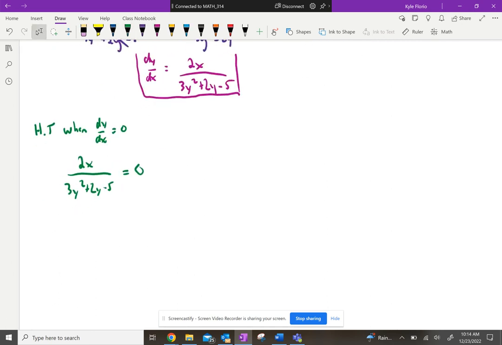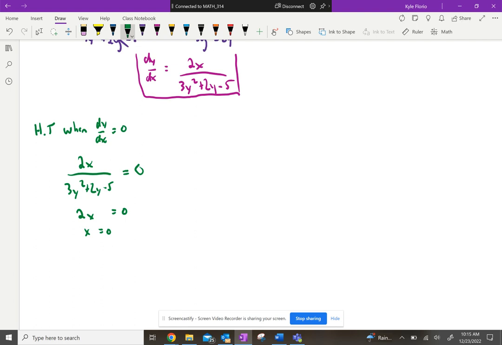How do you solve that? Multiply both sides by what? The denominator. So if you multiply both sides by the denominator, what happens on the right-hand side? It just gets to the 3y squared times 0, which is 0. So we really just need to know when does the numerator equal 0. 2x equals 0, so at x equals 0, we're going to have a horizontal tangent line.